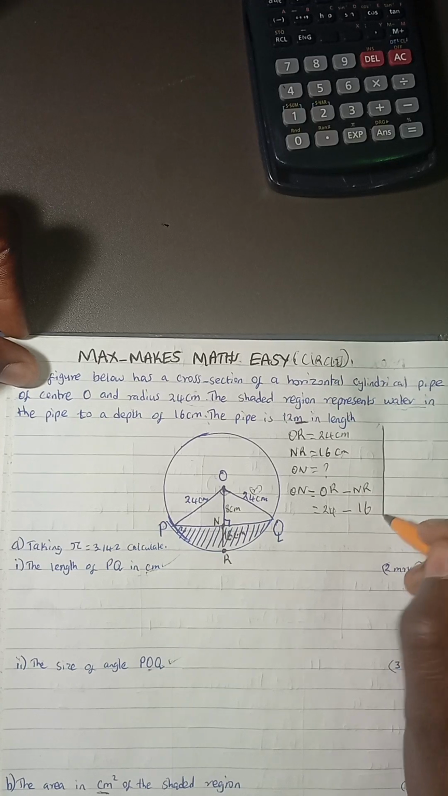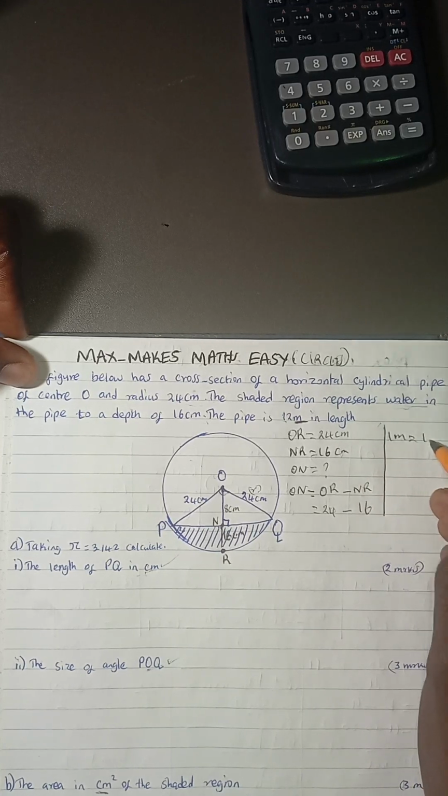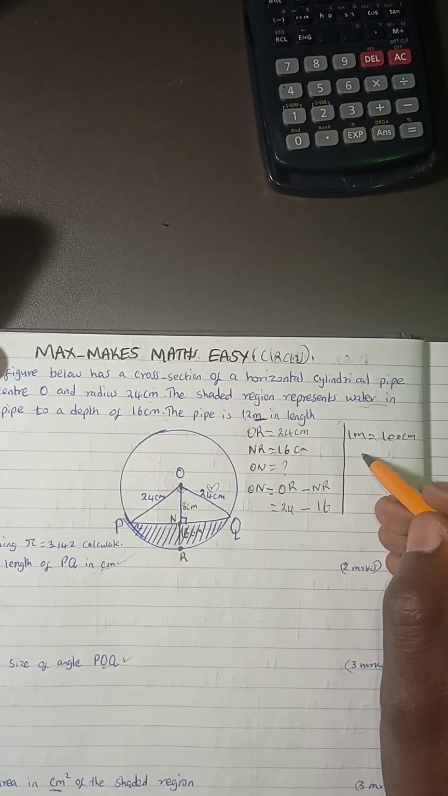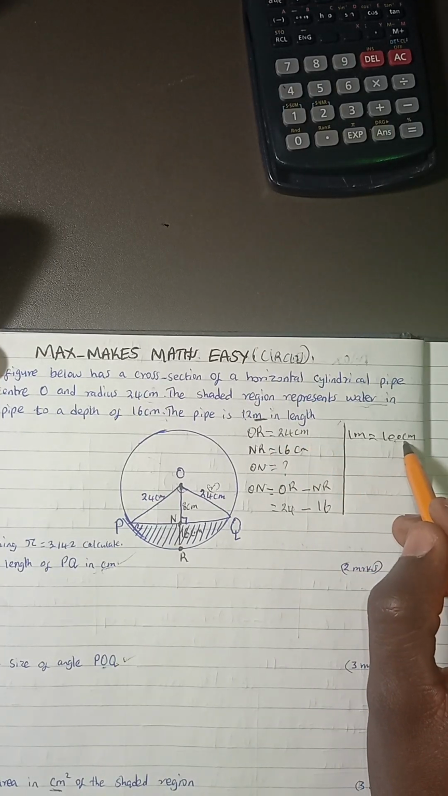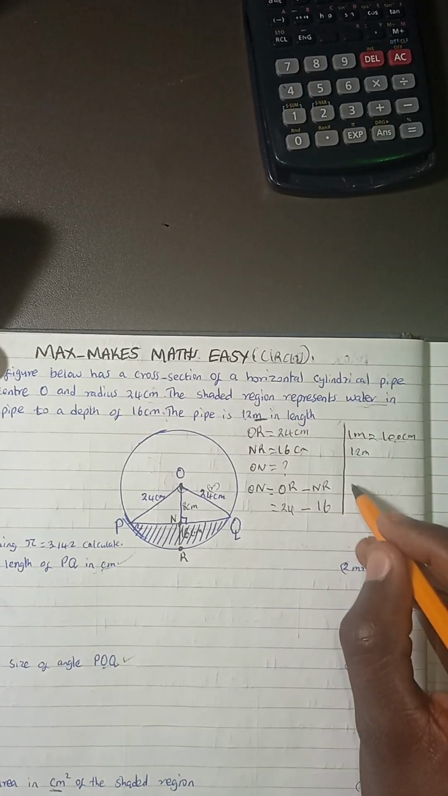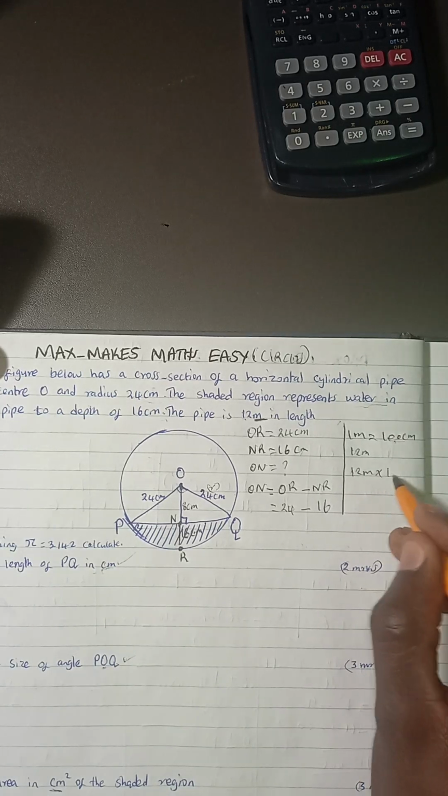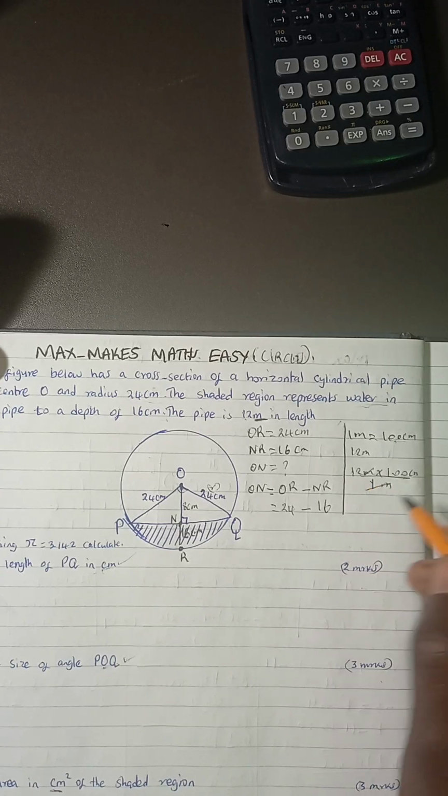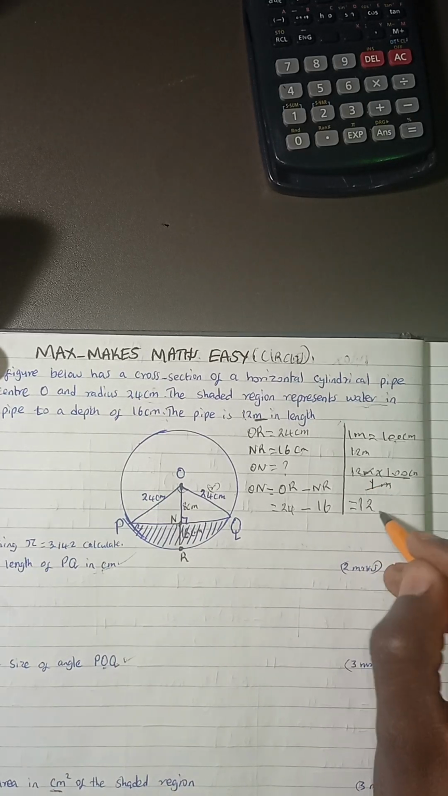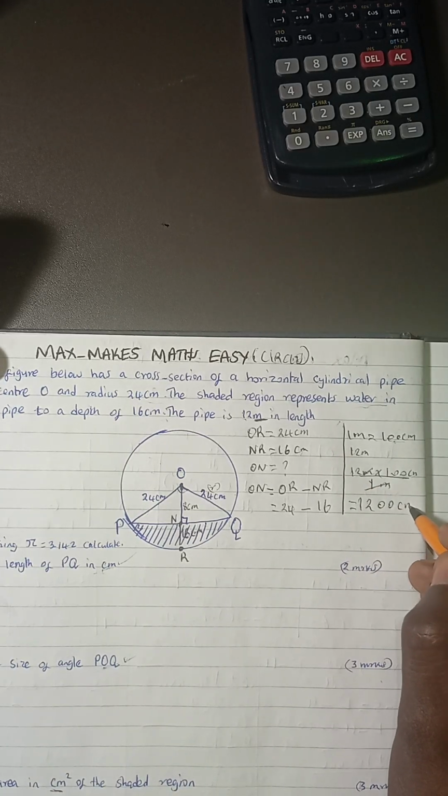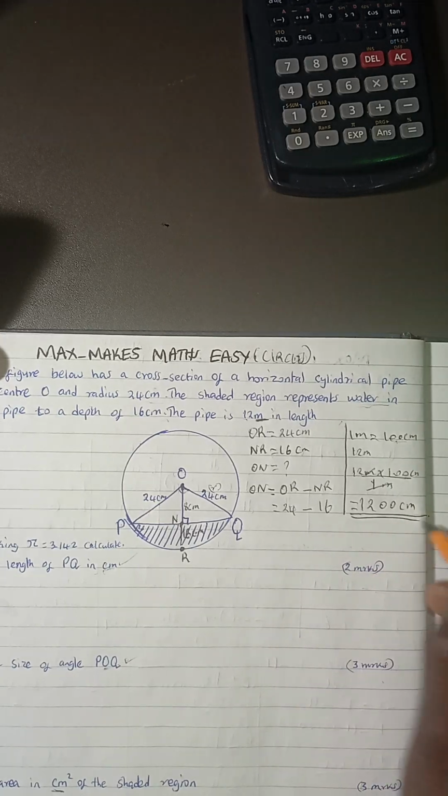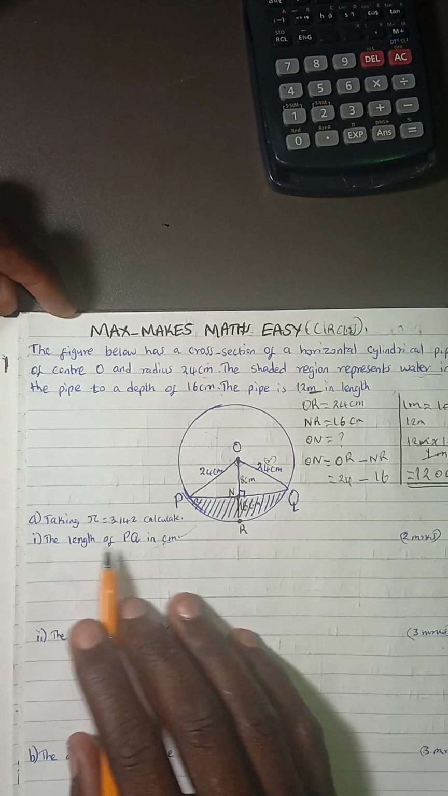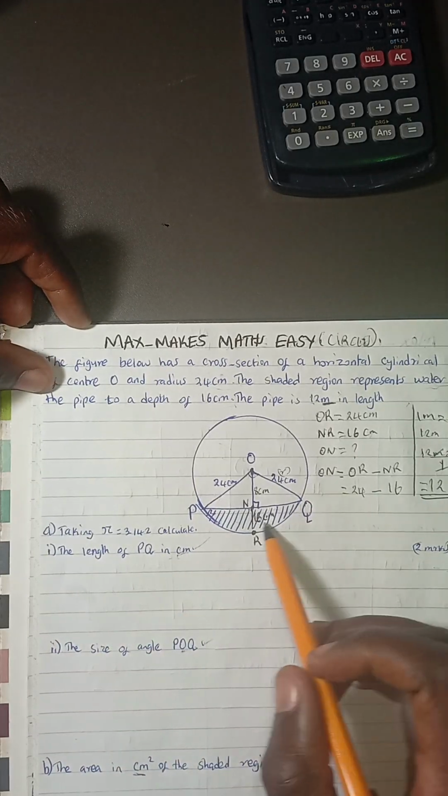So we will say 1 meter is equal to 100 centimeters. I hope you know this conversion. So if 1 meter is equal to 100 centimeters, what about 12 meters? It will be 12 meters times 100 centimeters divided by 1 meter. So meters goes with meters. That will be 1,200 centimeters.